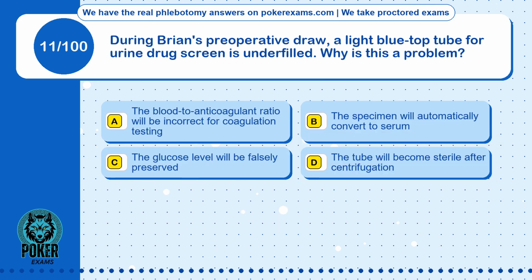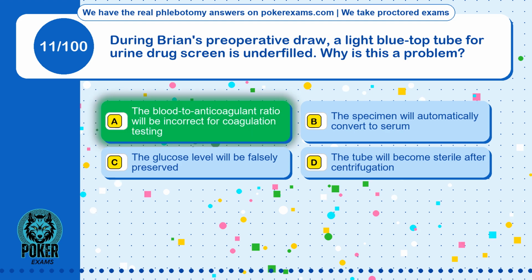Question 11. During Brian's preoperative draw, a light blue top tube for urine drug screen is underfilled. Why is this a problem? Option A. The blood to anticoagulant ratio will be incorrect for coagulation testing. Option B. The specimen will automatically convert to serum. Option C. The glucose level will be falsely preserved. Option D. The tube will become sterile after centrifugation.